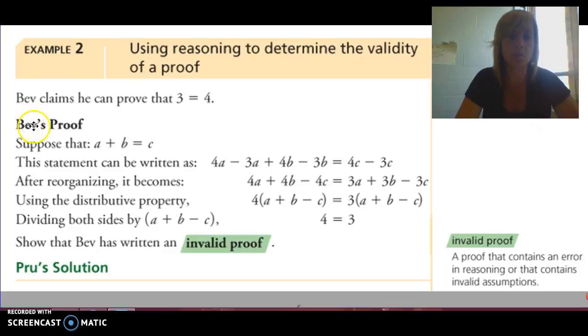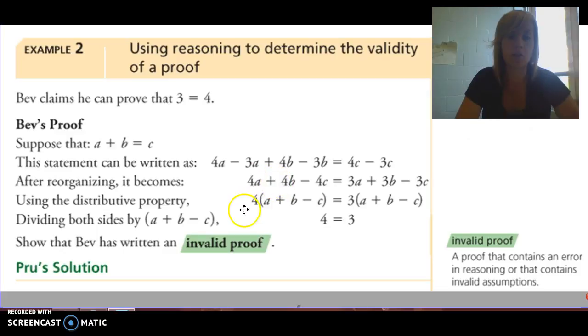We have example 2 where Bev claims that she can prove that 3 is equal to 4. So if we look, Bev breaks down, she's posing that A plus B is equal to C. So she takes 4A minus 3A plus 4B minus 3B is equal to 4C minus 3C. Then she gathers all the 4's on one side, so she has 4A plus 4B minus 4C is equal to 3A plus 3B minus 3C.